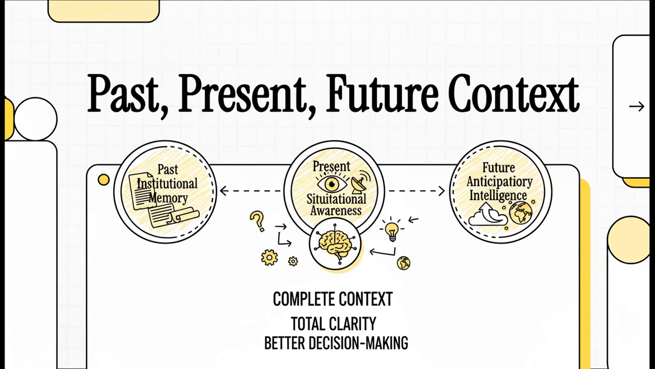You know that feeling, right? You're staring at your screen, you're about to make a pretty big decision, and you just feel like there's a crucial piece of the puzzle missing. Well, today we're going to talk about a really powerful idea called complete context. It's a way of seeing the past, the present, and the future all at once, so you can make much smarter choices. Let's break down how it all works.